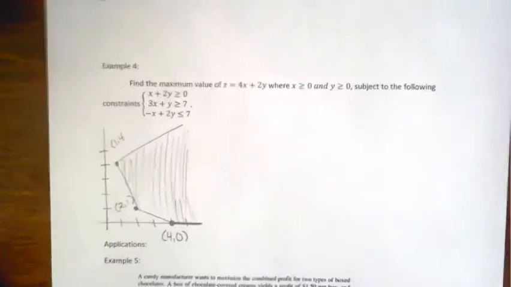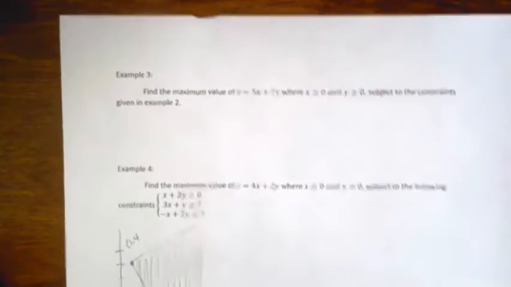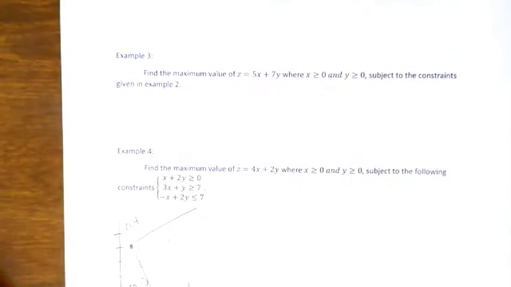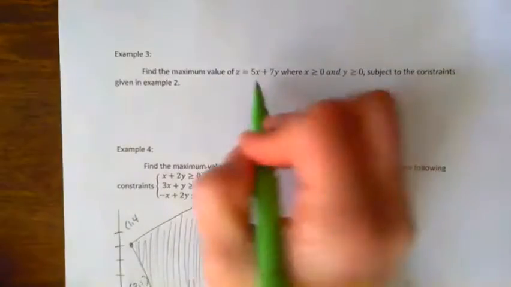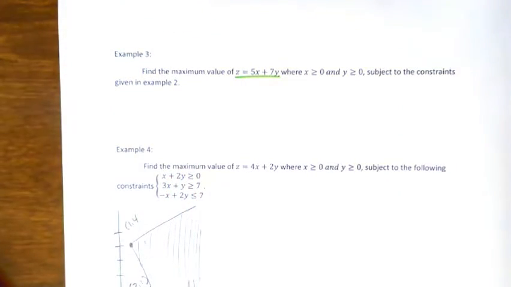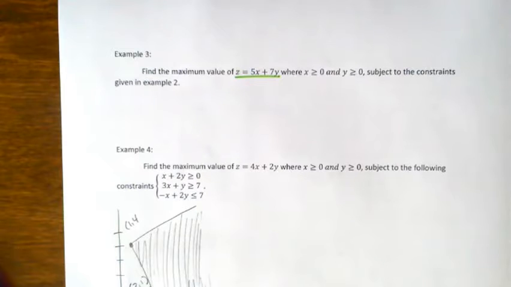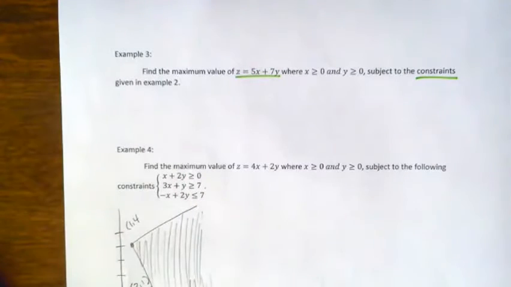All right, example 3. Find the maximum value of z equals 5x plus 7y, where x is greater than or equal to 0, y is greater than or equal to 0, subject to the constraints given in example 2. Let me ask you, what's my objective function? Isn't it the exact same as example 2? And if my objective is the same, my constraints are the same as example 2. Didn't we already plug in all of those points of intersection?